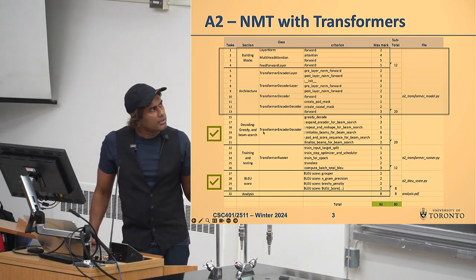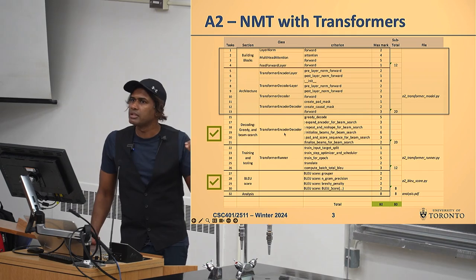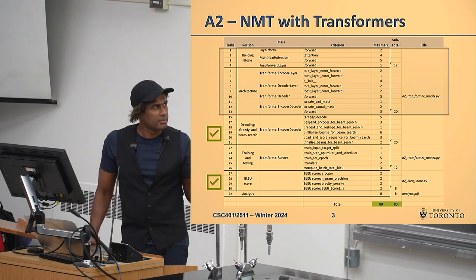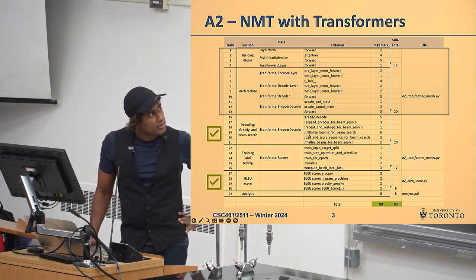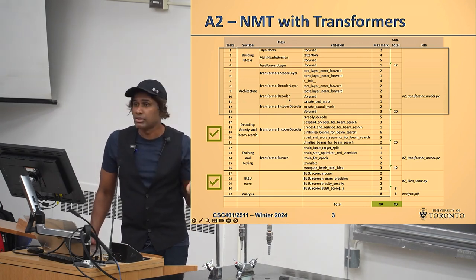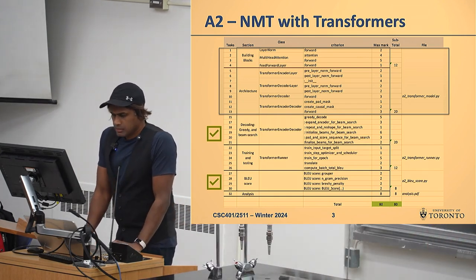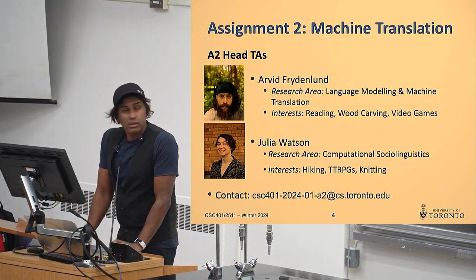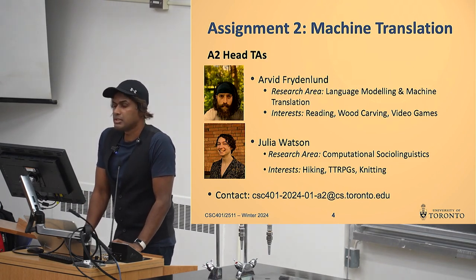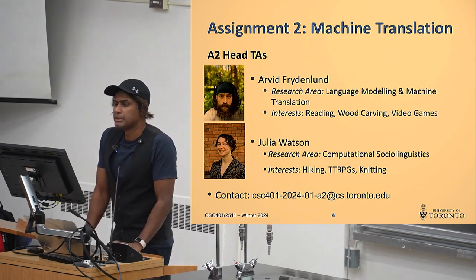And the decoding, greedy and beam search: I know from experience that the beam search part usually takes the longest and is the most confusing, implementation wise. But we talked about this. Today we're just going to go over the building blocks of the transformer and the architectural components. These are the two head TAs for this assignment, and this is the email address. Please use this email address for any assignment 2 related questions.